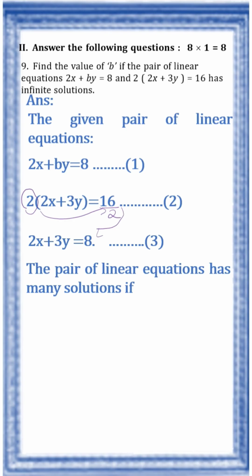The pair of linear equations has many solutions under which condition? A1 by A2 is equal to B1 by B2 is equal to C1 by C2. Here 2 by 2 is 1. B by 3 we don't know. 8 by 8. So b is equal to 3.